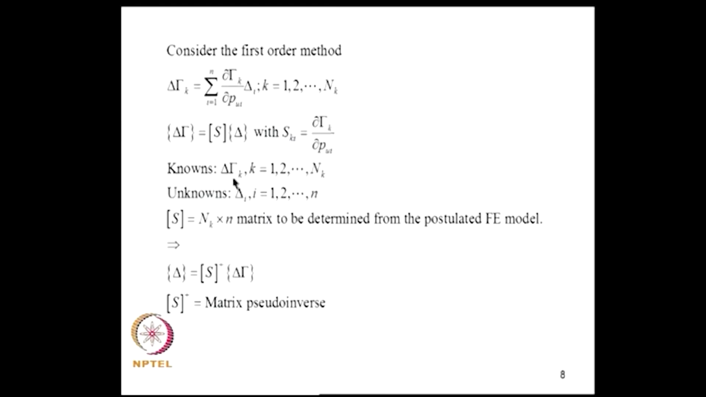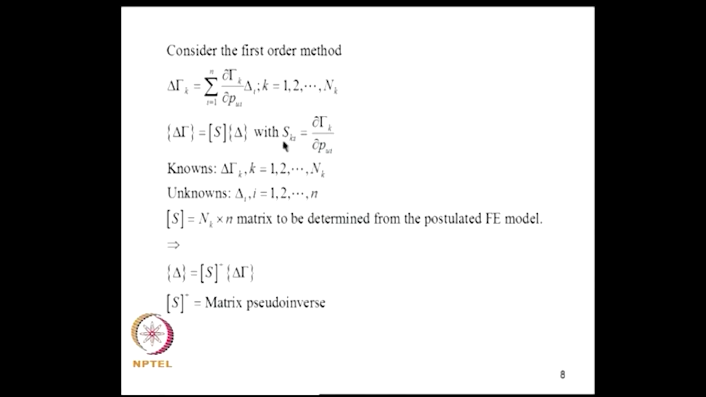The knowns here, as I already mentioned, the left hand side is known here. The unknowns are the corrections to the system parameters, delta. So, these are the unknowns. Now, S is an nk cross n matrix to be determined from the postulated finite element model. So, this would be known to us.